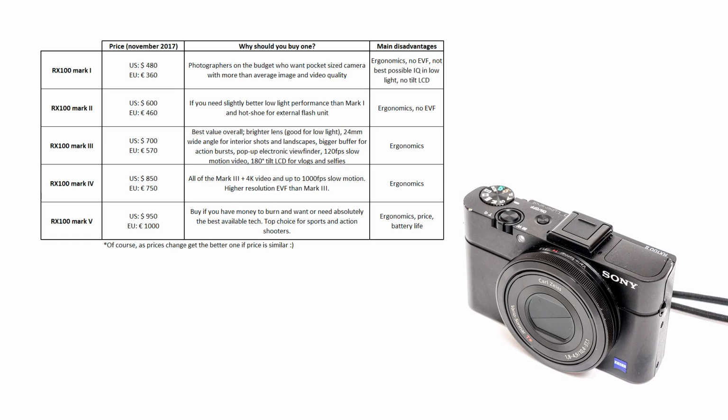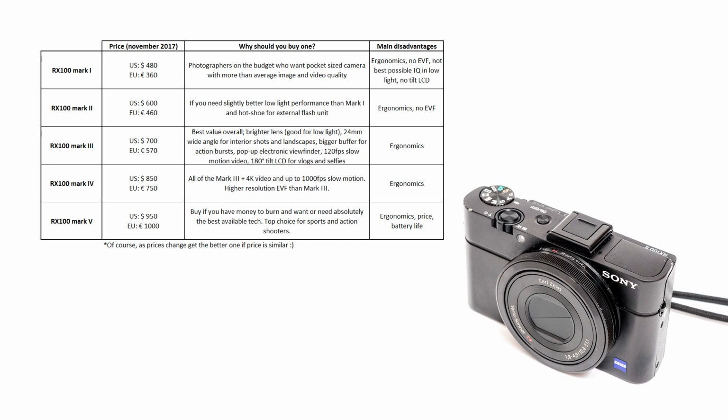So it basically comes down to this. If you are on the budget, Mark I will be just fine. For a pocket camera at current price, it is unbeatable. If you know you're gonna shoot more often in low light, it makes sense to buy Mark II as it has back illuminated sensor. Mark III is the best one overall in my opinion.